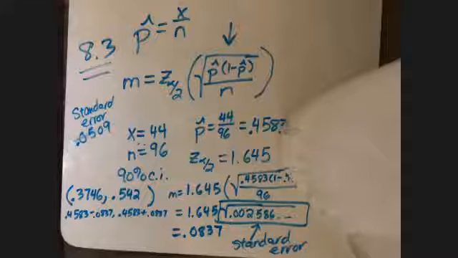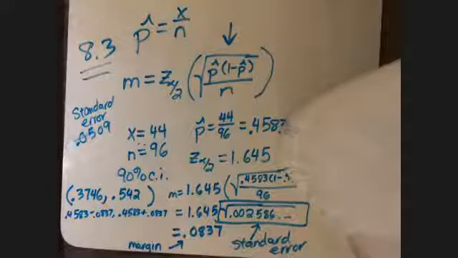I'll leave this up here for just a second, okay? You should get that the standard error is 0.0509, okay? And then the margin of error is this one. So this is our margin. That's our margin of error right there.